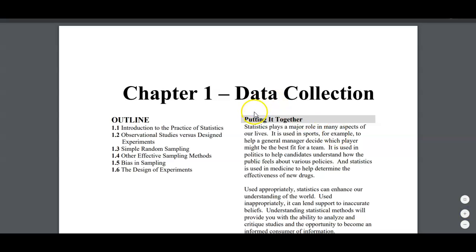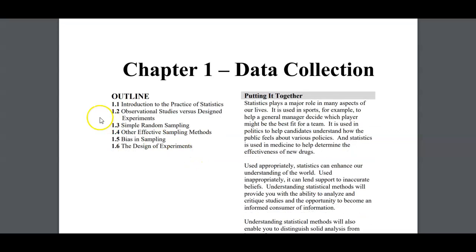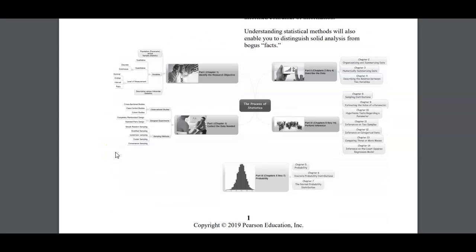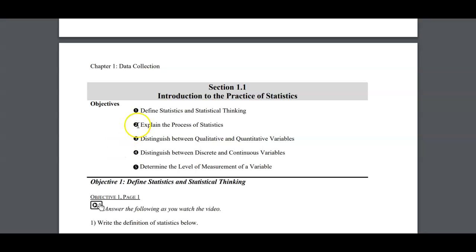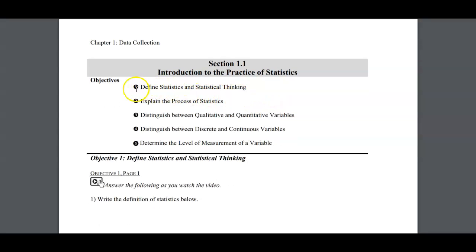You want to print this out for your records, or if you have a tablet and you want to write on it and save it. This is really good for you to use as you're going through the interactive assignments. So you're going through sections 1.1 to 1.6. Now if you scroll down here at the beginning, it gives you section 1.1, Introduction to the Practice of Statistics, and it goes through objectives 1 through 5.